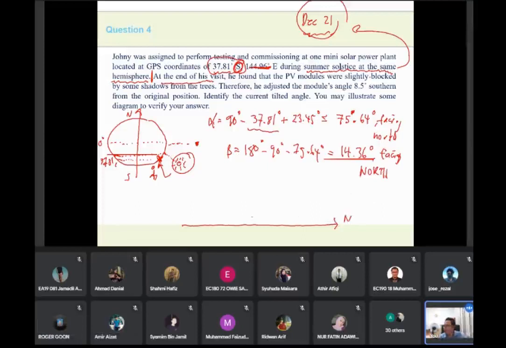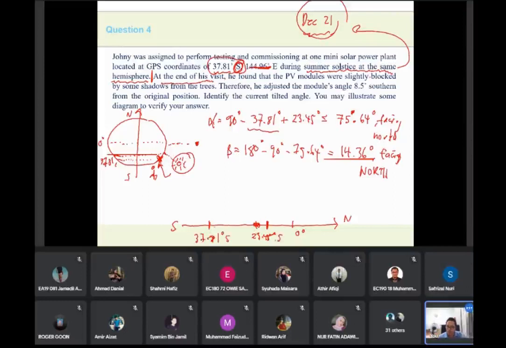So, assume this is north and this is south. Then, where is our location? Kita facing sini lah. We are talking about the south. We are not in the south, so boleh lah letak sini 0 degree. Okay. Then 23.45. Tak apa, saya letak sini sikit lah. And then this is our location. Johnny is here. Johnny is 37.81. South. This is also south.